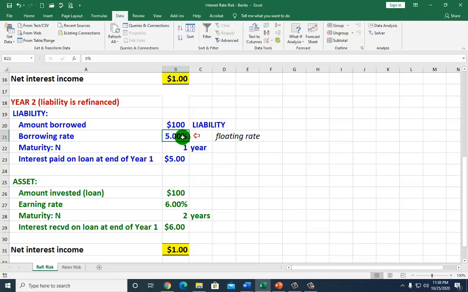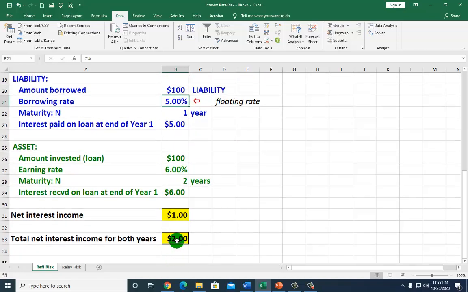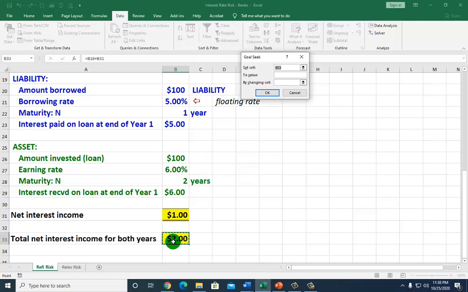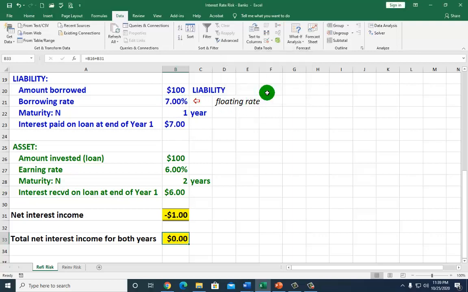The break-even rate is going to be that rate that will cause our cumulative income for the two-year period to be zero. So to do so, we're going to go to Data and use What-If Analysis. Go to Goal Seek, and we want this cell right here to be equal to zero, and we're going to find that out by changing this borrowing rate right here.